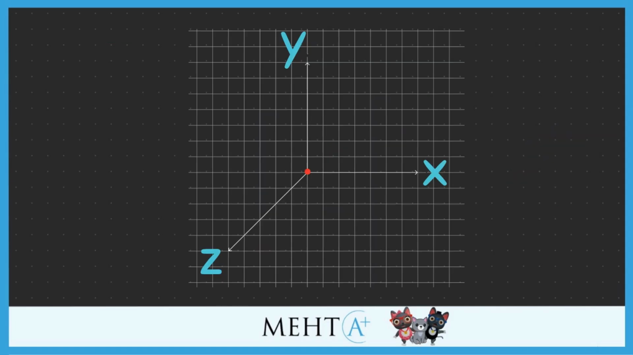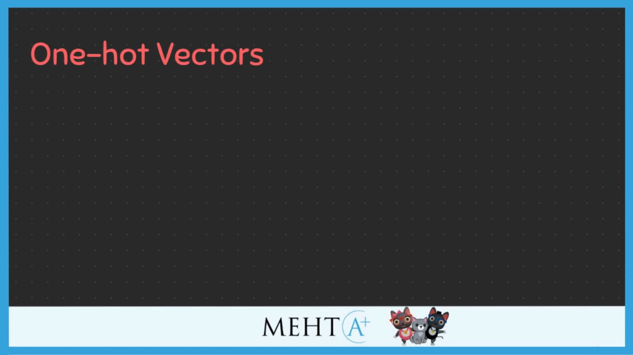This would totally work since each of the vectors are equidistant to one another. What we call this is one-hot vectors.